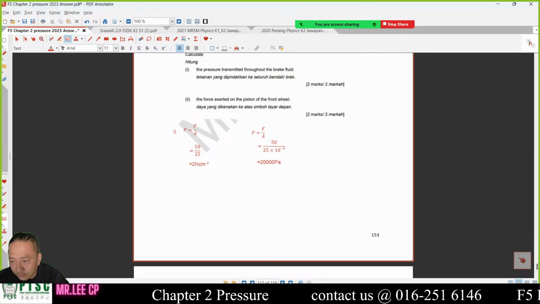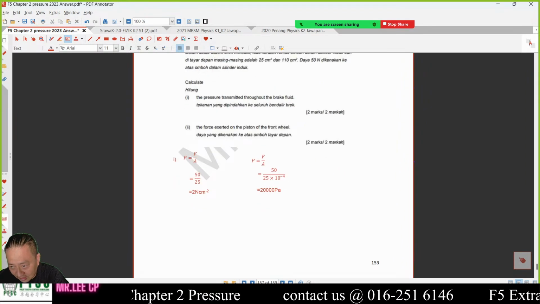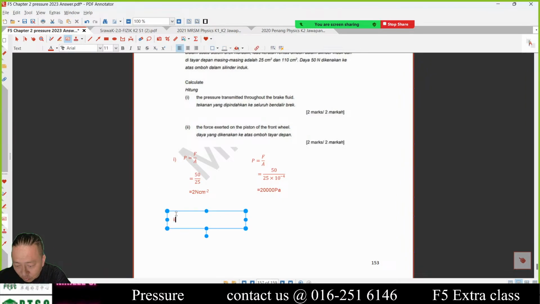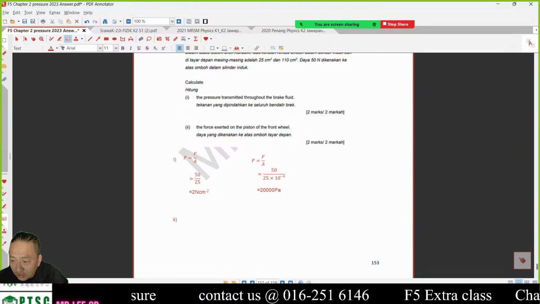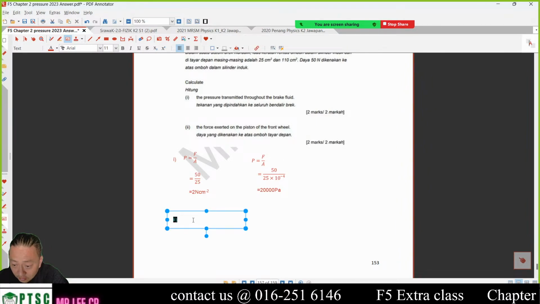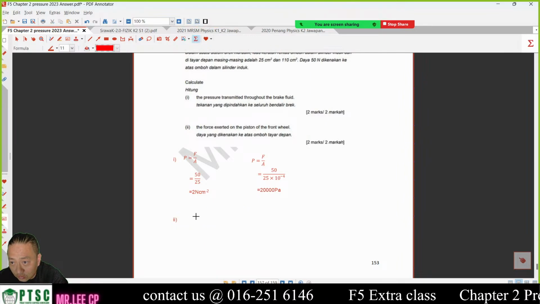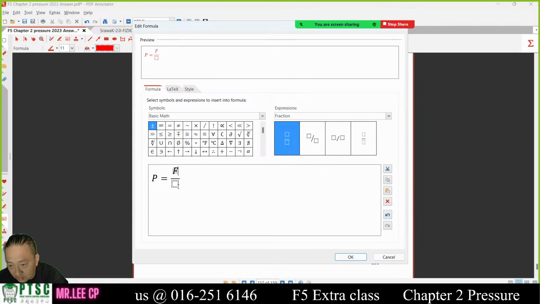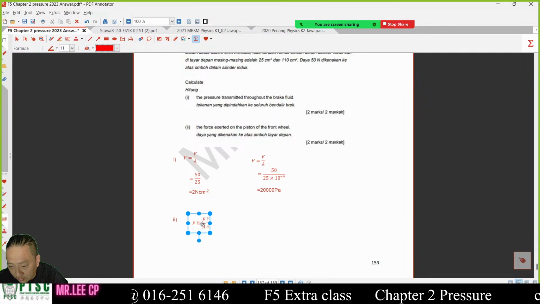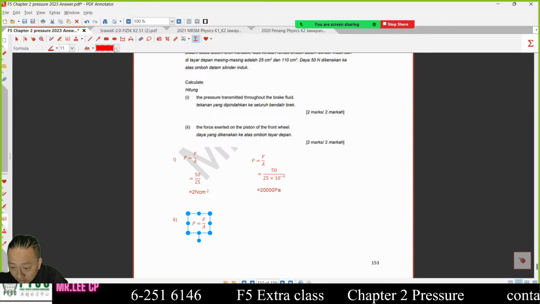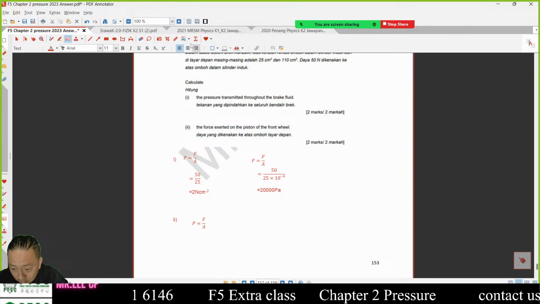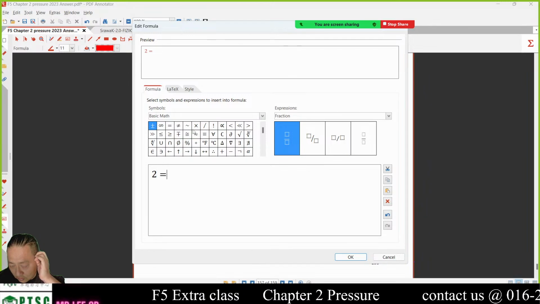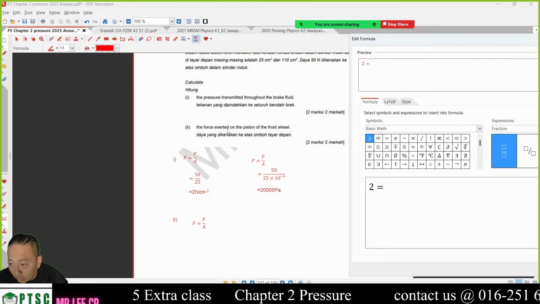Okay. Now the force exerted on the larger piston. This is Pascal's principle: F1 over A1 is equal to F2 over A2. So if you want to use this way, you also can. Or I don't want to use F1 over A1 equals F2 over A2. So pressure is equal to force over area. The pressure is the same. 2 equals force over area. What is the force? I don't know.